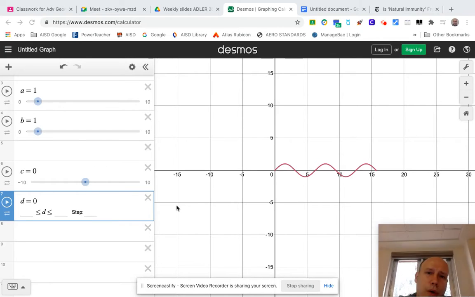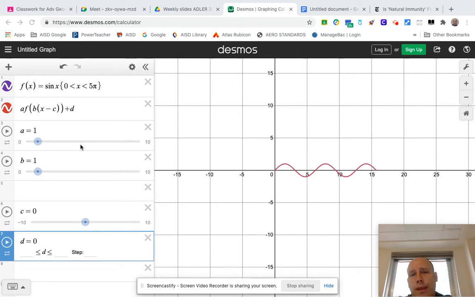Okay, I just want to go over some of the notes from class. So here's a function, and we're going to talk about the different transformations. We have translation, we have dilations, and we have reflections. So let's start with the translation.